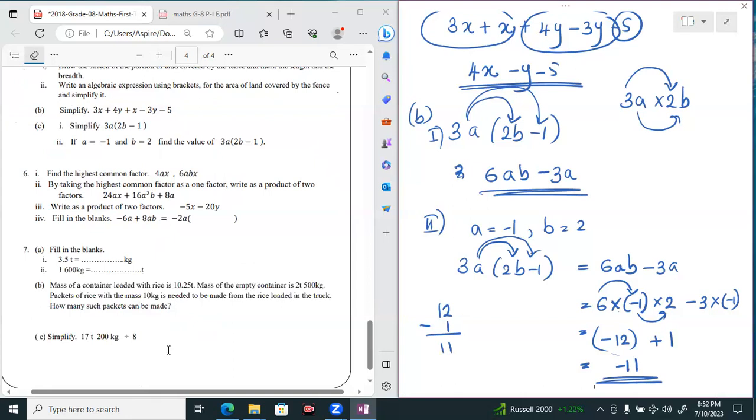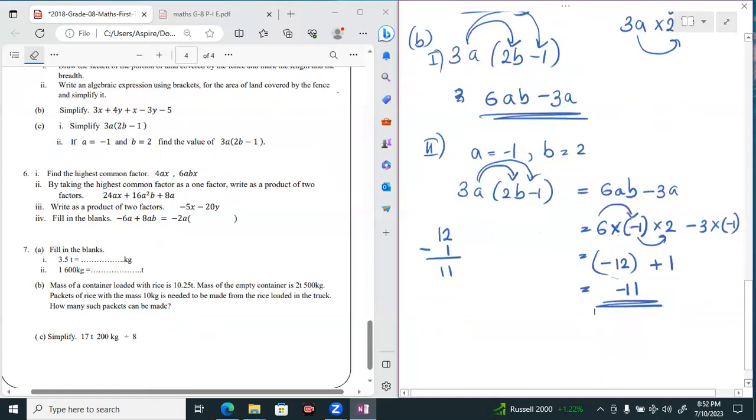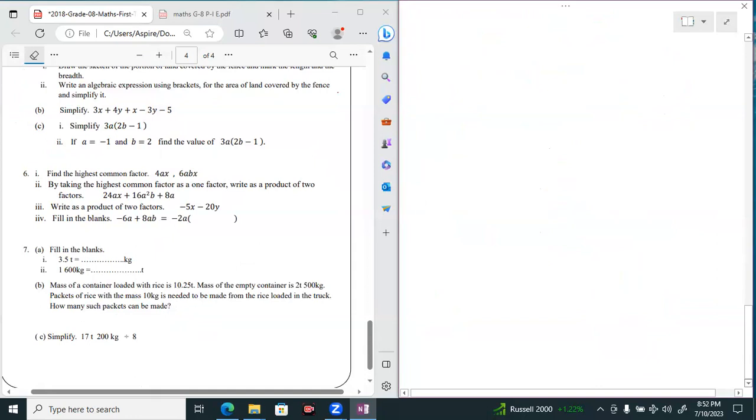I will just discuss the 6th one and the 7th one. Find the highest common factor. When you are given 2 or 3 algebraic terms to find the highest common factor, the coefficient should be written as a product of prime numbers.